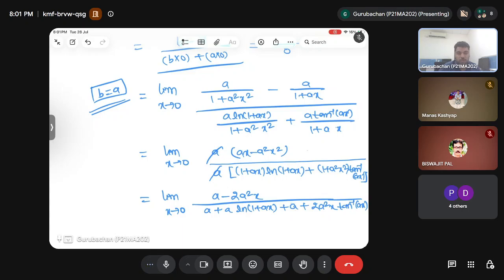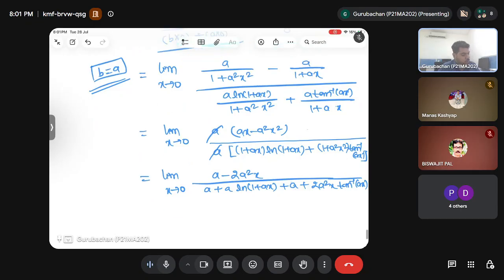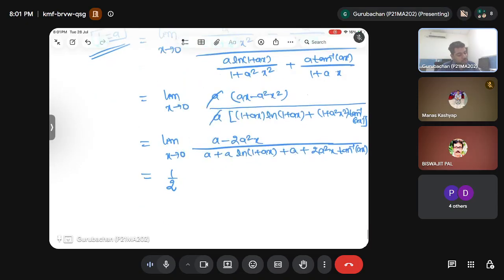Any doubt? Now if you substitute x equal to 0, will it still be in indeterminate form? Obviously not. Your answer should be 1 by 2. So the limit exists.